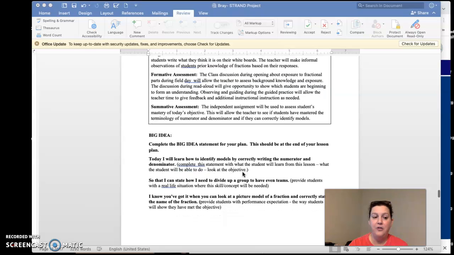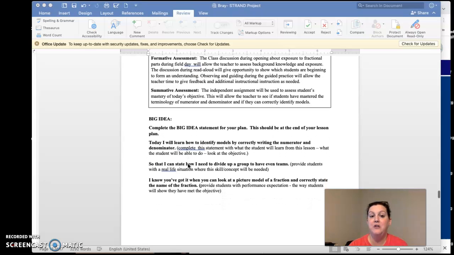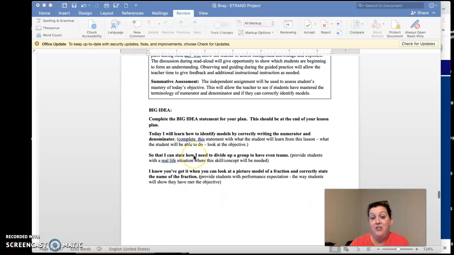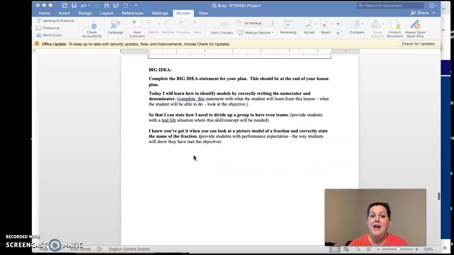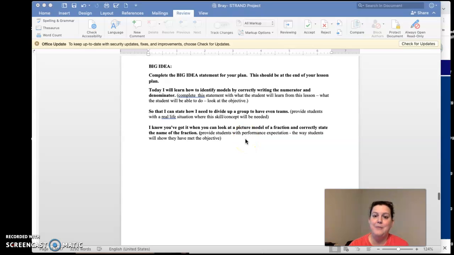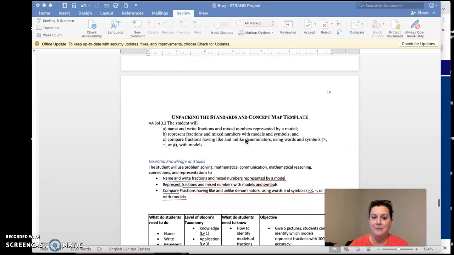The big idea for the whole strand is the fact that they're going to be able to identify models and correctly write them with their numerator and denominator. And they need this so that they can know how to divide up into groups when they have a game at recess. And they will know that they've got it when they can take a picture model during the independent practice and correctly state the fraction.